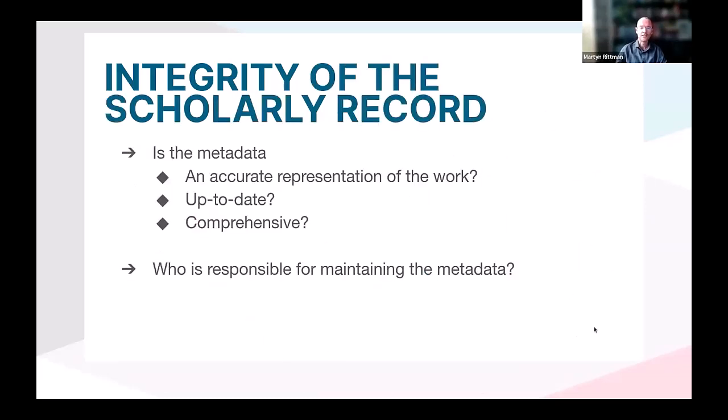But just a reminder that we're thinking about at Crossref, particularly about integrity of the scholarly record, which is related to general research integrity, and I'll show how it can feed into more general research integrity. But we want to ask questions like, is the metadata accurate? Is it up to date? Is it comprehensive? And of course, who is responsible for maintaining the record and responsible for certain aspects of research integrity?